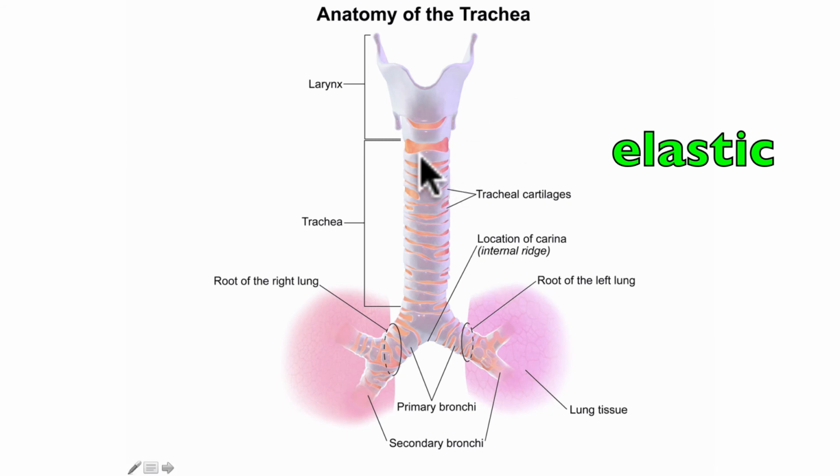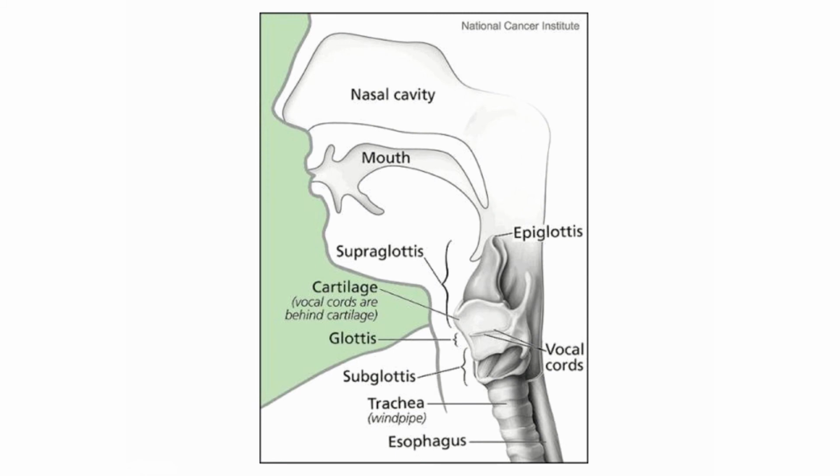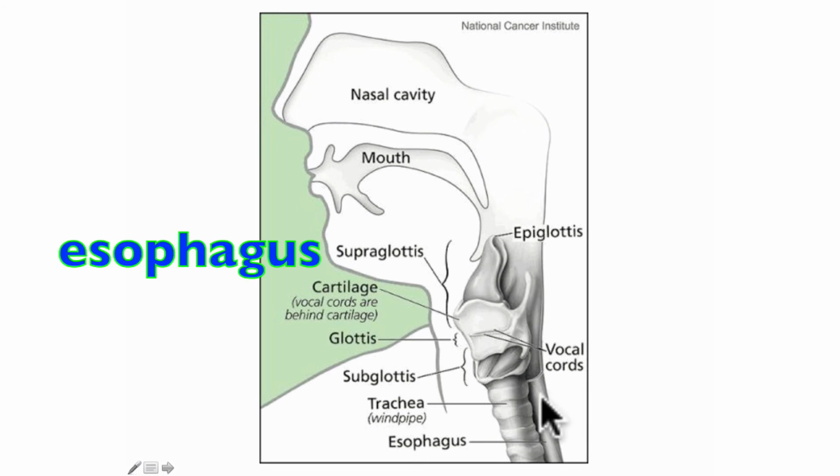Here's another view of the larynx right here. This is the thyroid cartilage. This is the cricoid cartilage. And everything inferior to that is the trachea, which is also composed of cartilaginous hyaline rings. If we go back here, one thing I want to point out to you is, here's the trachea. Immediately posterior to the trachea is the esophagus. So keep in mind the esophagus is leading to the stomach, which is not part of the respiratory system.